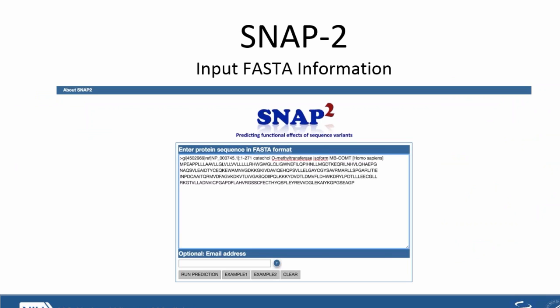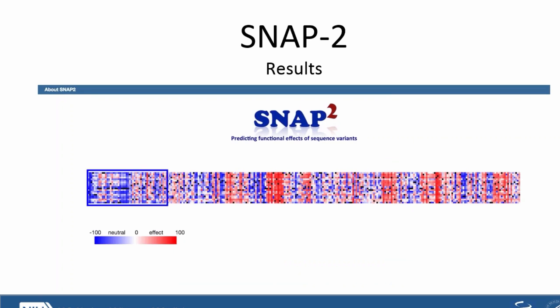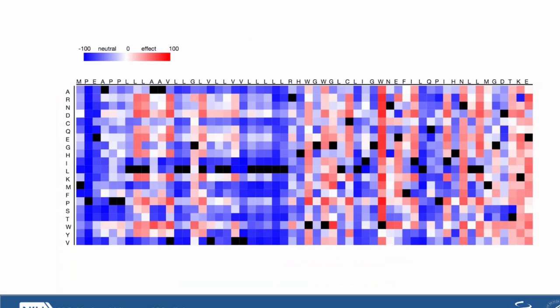So first up is going to be SNAP2. This is pretty simple. You're just going to copy and paste the FASTA into the SNAP2 entry right there, and then you'll just hit Run Prediction. Once this is done, you'll get something like this.